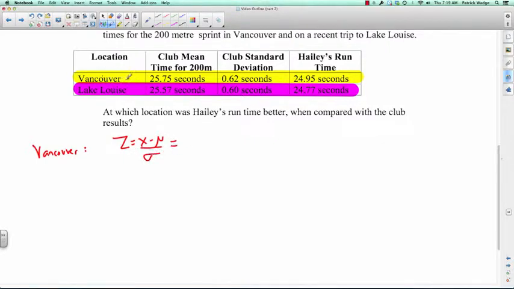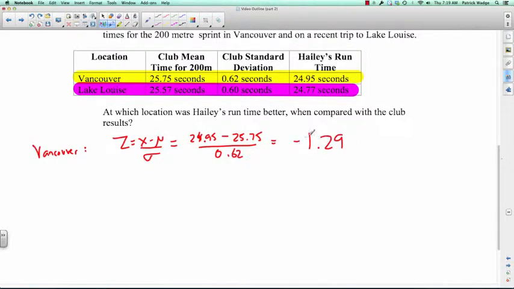So in Vancouver, what's the time that we're interested in? What was Haley's time? 24.95. That's the x. Subtract the mu, which is the mean. Well, the mean time was 25.75. And then divide it by the deviation, which is 0.62. You throw that in your calculator, and you get negative 1.29.